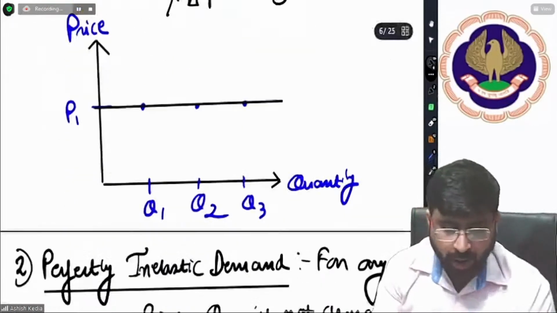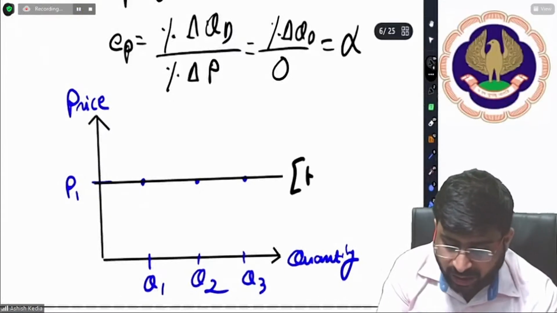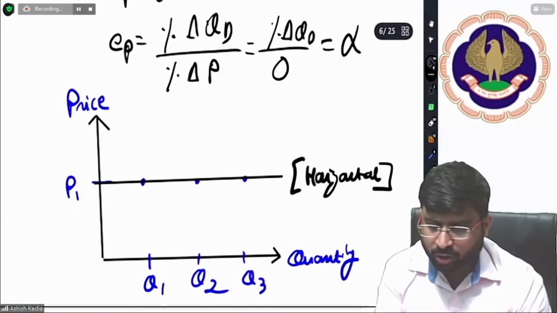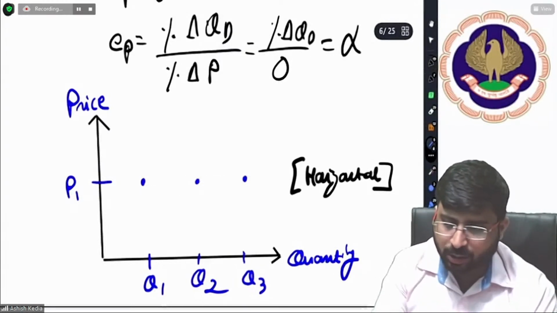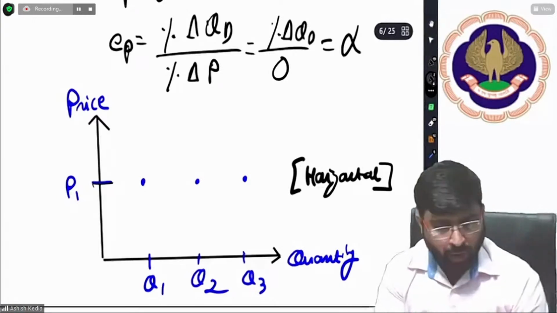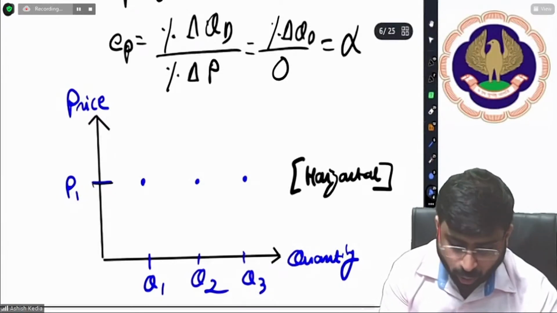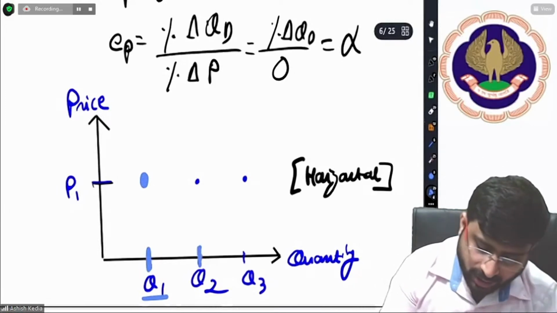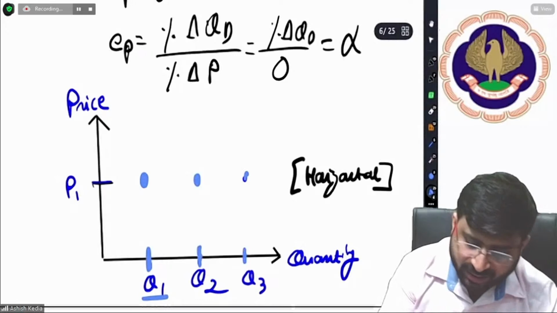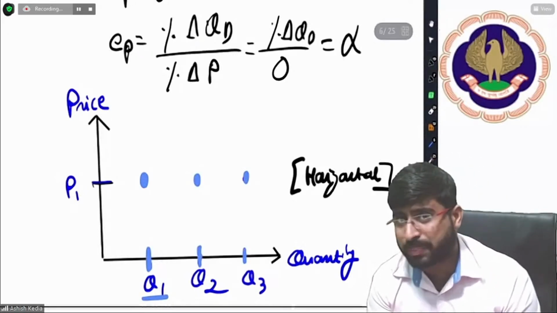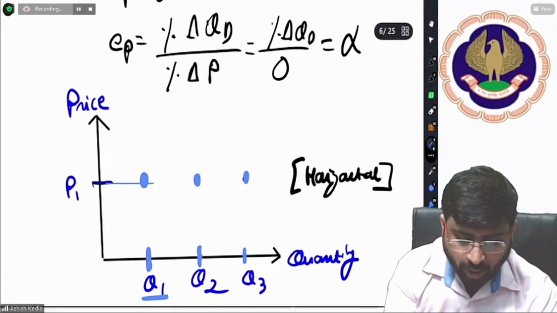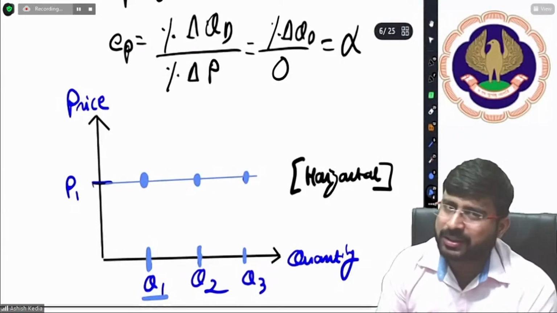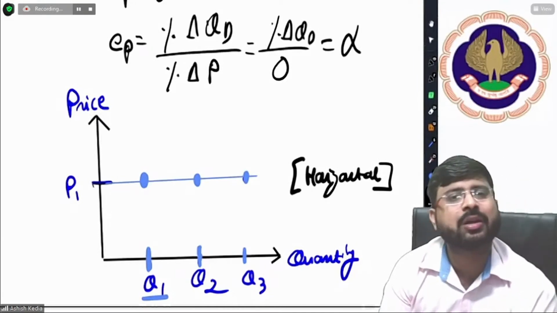Also remember how the graph will look. It will be a horizontal line, parallel to the x-axis. Sir, how was this drawn? Let me help you out. See, price is constant, quantity is changing again and again. If this is Q1, this is Q2, and this is Q3, because only quantity is changing, price is not. So when you connect all the dots, the curve that you automatically get is this horizontal curve.